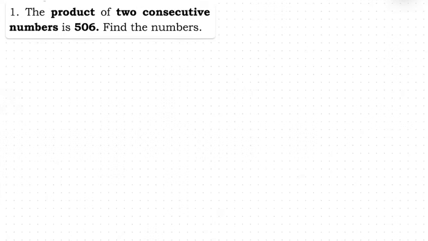So the first one is the product of 2 consecutive numbers is 506. Find the numbers. So when we say consecutive numbers, what does that mean? For example, our first number is x. The next number after that would be x plus 1. And then the following number or the other number would be x plus 2, and so on and so forth.